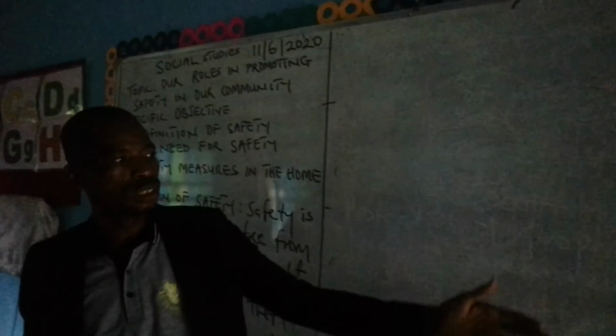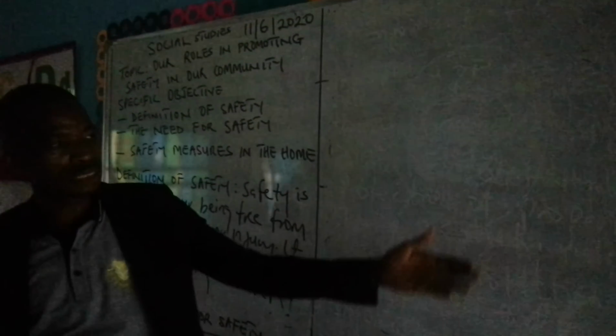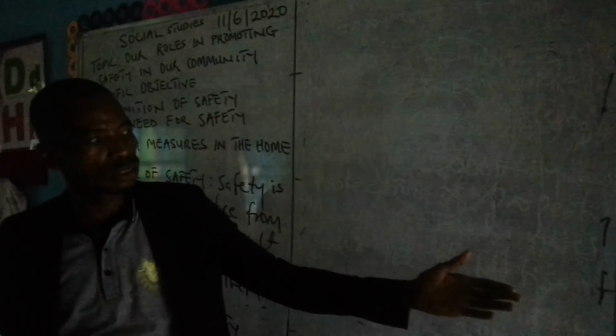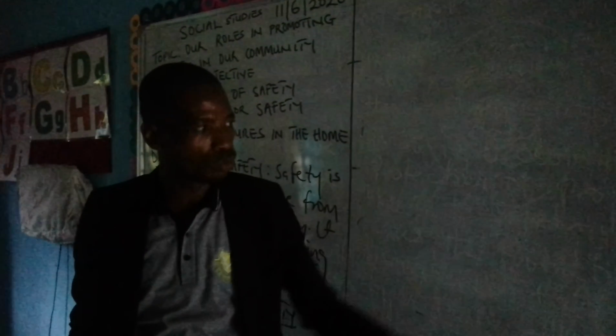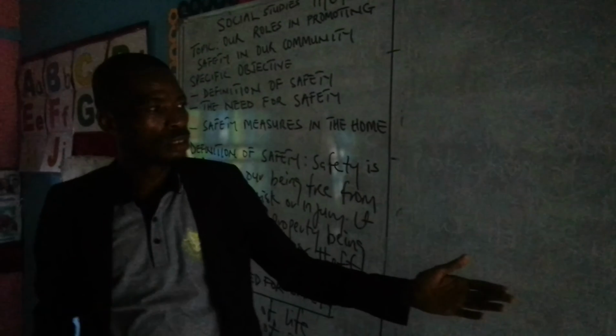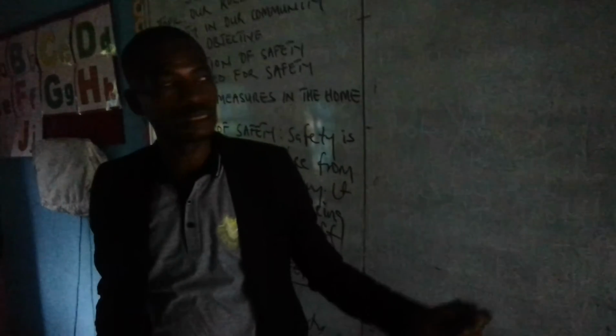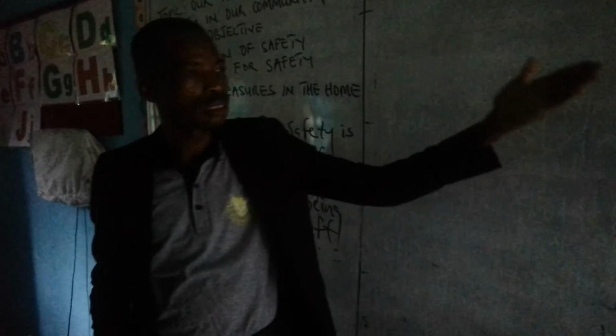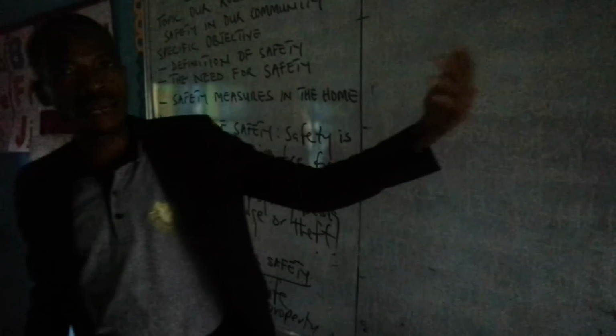Okay, that is where we are going to stop so far for the safety measures in the home. Maybe in our next class we consider safety measures in schools, then around our environment. I say that in our next class we look at safety measures around our schools, around our environment, as well as our community. Alright, that is for now.